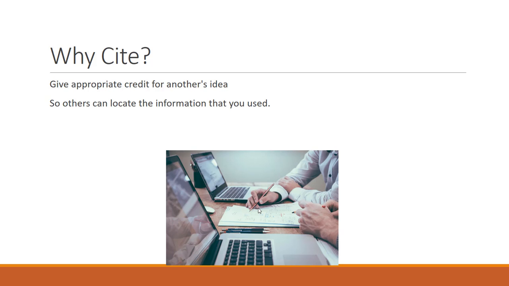So why cite? You want to cite for two main reasons. One is to give appropriate credit to another person. So you want to say that this person had this idea. And the second part is to provide enough information about that source so that others are able to find it. So it's twofold. One, to give credit to another person, and to make it so that somebody else can find the information.